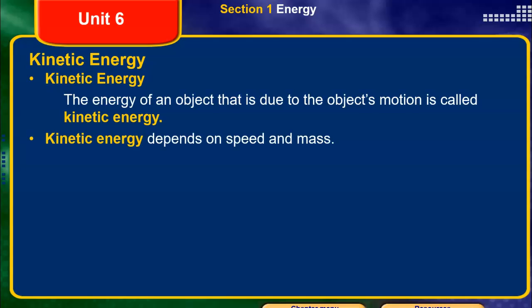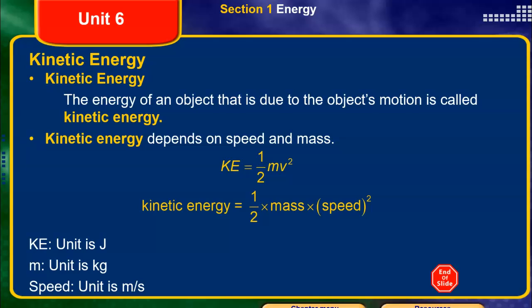And kinetic energy depends on the speed of an object and the mass of that particular object. And the formula is kinetic energy is 1/2 times the mass of the object times its speed squared. And just use the variables: KE, which is kinetic energy, is 1/2 mv squared. The unit for KE, that's kinetic energy, is joules. The unit for mass, which is m, is kilograms. And the unit for speed or velocity, which is v, is meters per second.